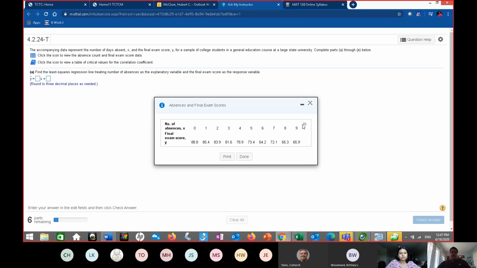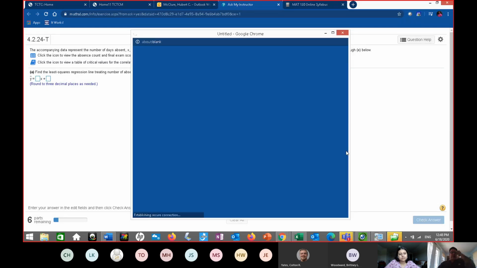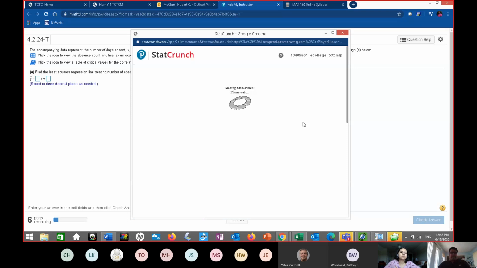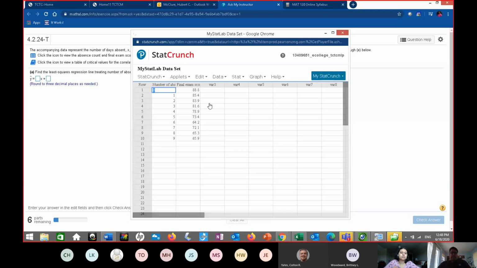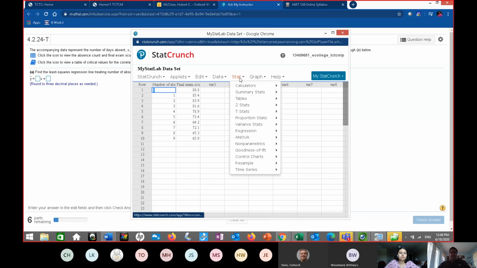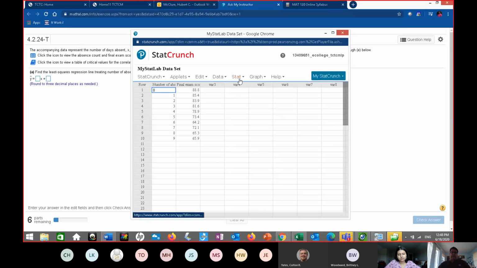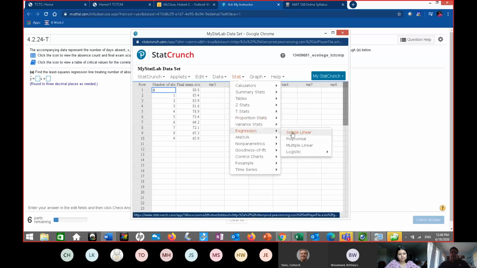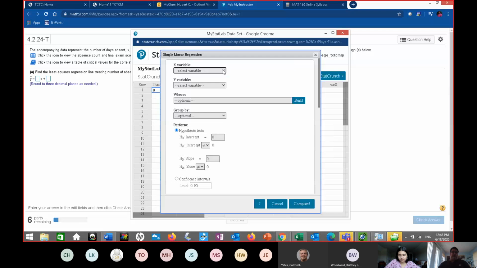So here we go. I'll do it again because I think I accidentally erased StatCrunch. And it probably won't work now. There we go. And hit Stat, regression, simple linear, sorry. And X is the absences, and Y is the score. And compute. I'm going to bring this up here, and open it up a little bit so you can look at it.